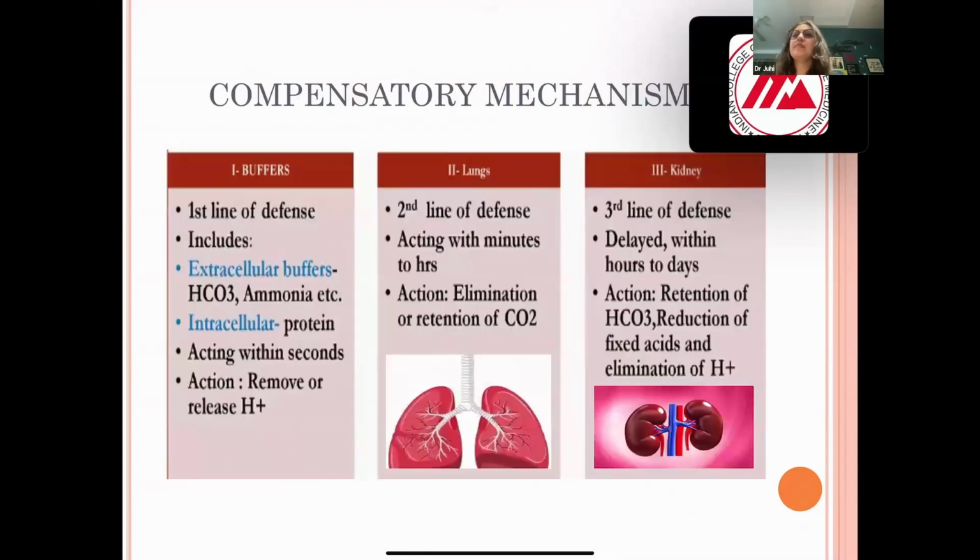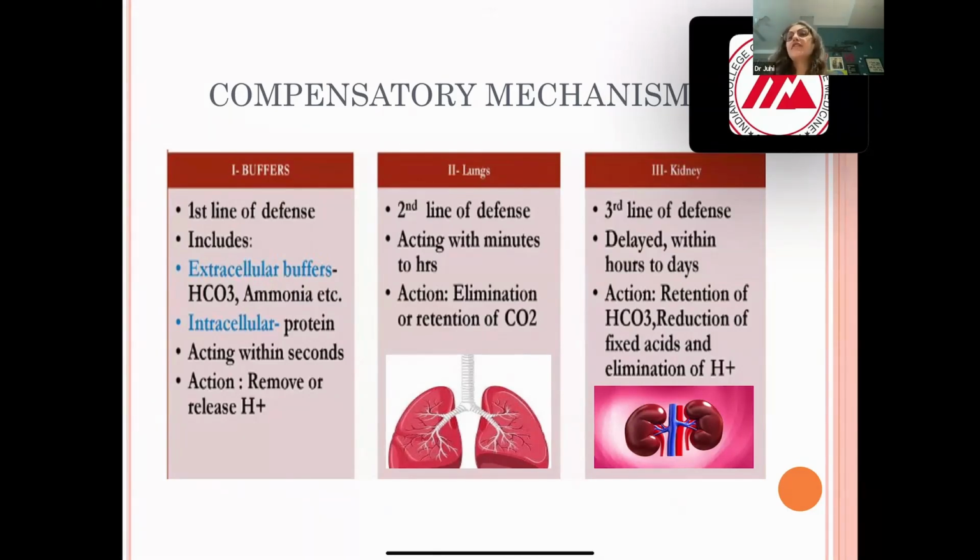Okay. So what are these compensatory mechanisms in the body? There are three major ones. One is the chemical buffers. These are the first line of defense. They act the fastest, that is within seconds. It includes the extracellular and the intracellular buffers like bicarbonate, ammonia, protein buffers. Okay. And how do they act? By removing the H+ ions.